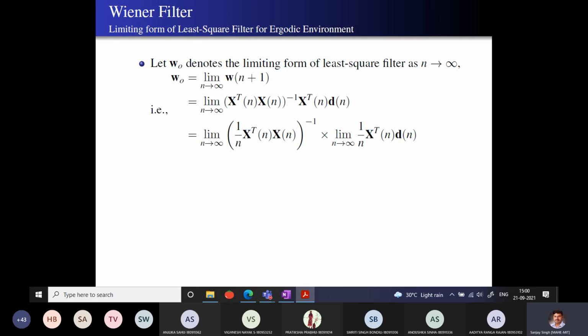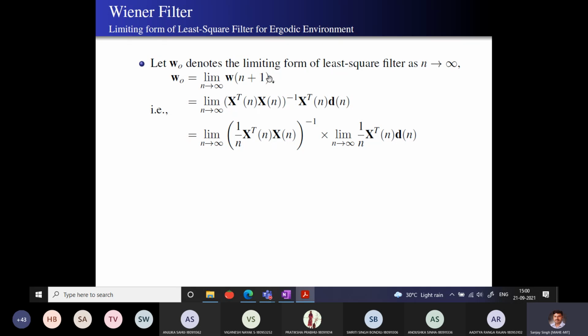So you try to take in that way. W subscript O, where O means optimal filter, denotes the limiting form of the least square filter as n tends to infinity, meaning as the number of samples becomes infinite. So this is some sort of limiting form of the least square filter. What this W is, is nothing but the limit as n tends to infinity of W_{n+1}.